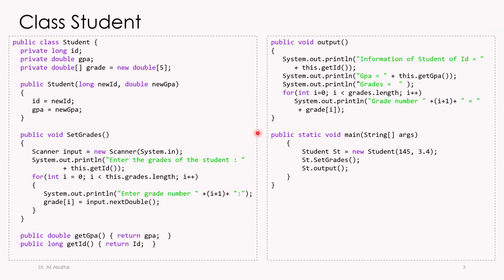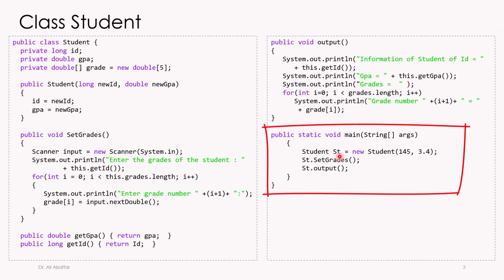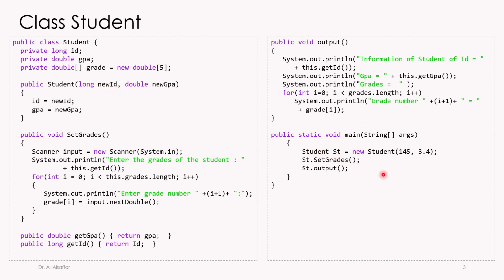For testing the student class, we are writing the main method inside the class itself. First, we are creating an object of the student class using the constructor by supplying the ID and GPA. Then we are calling the setGrades method that is going to read the grades for the student. And finally, we are printing the student information using the method output. And this completes the implementation for this class.